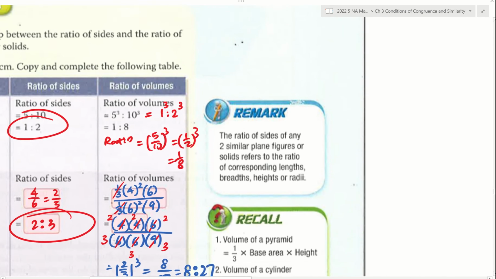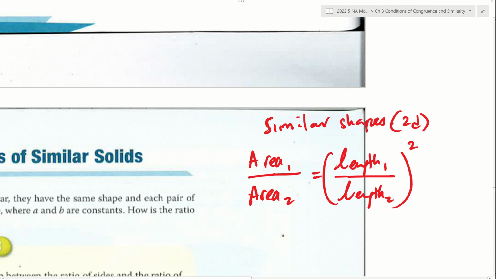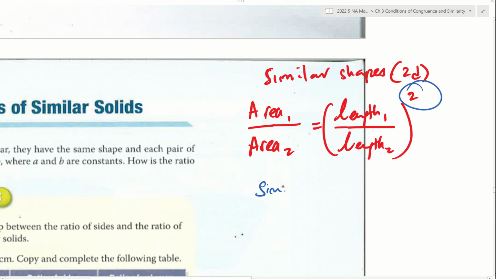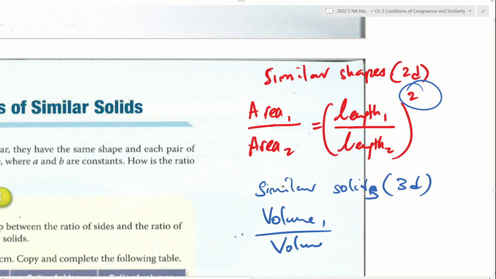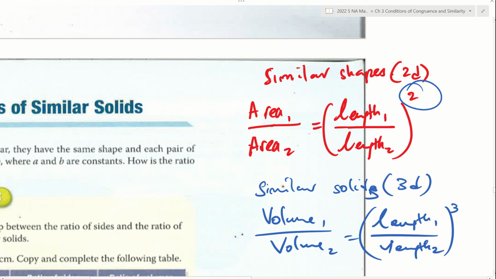What is the unit for area? Square centimeter, right? There's a square. There is a reason for that. What is the unit for volume? Cube law, similar for solids. So this will be 3D. Volume 1 over volume 2 is actually length 1 over length 2, but we cube them. This is the summary.